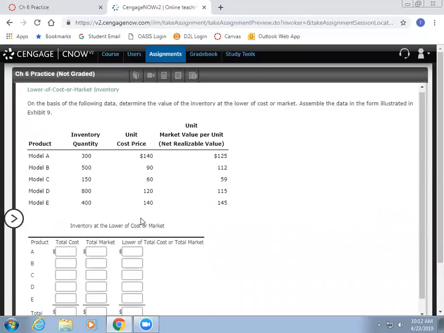Okay, so those were the three methods. We had first in, first out, last in, first out, and then our weighted average. Like I told you when we talked about chapter 6, really the last concept that you'll need to understand to calculate is the lower of cost or market. Okay, so that's what this last one is.